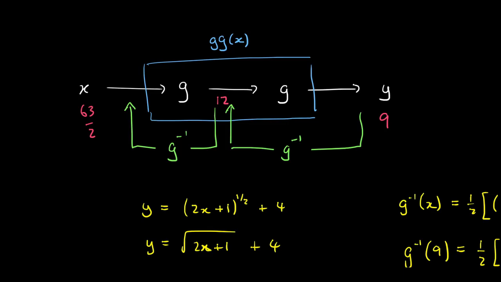It's to say that we've got this value 63 upon 2. If we put it through the function g, we'll get 12. If we put it through g again, we'd get 9. And what that means is that if we were to put 9 through the inverse function, we would get 12, and if we put 12 in the inverse function again, we get 63 upon 2.